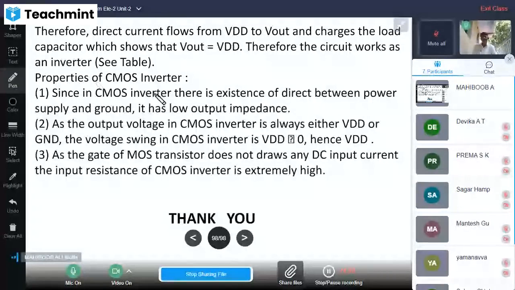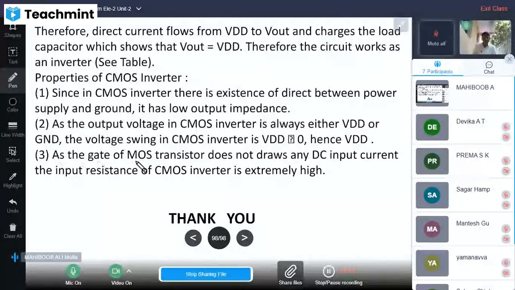Properties of MOS inverters, the CMOS inverter: there is no direct path between power supply and ground. It has a low output impedance. The output of a CMOS inverter is always either VDD or ground. The voltage swing in a CMOS inverter is VDD, equal to 0 or VDD.